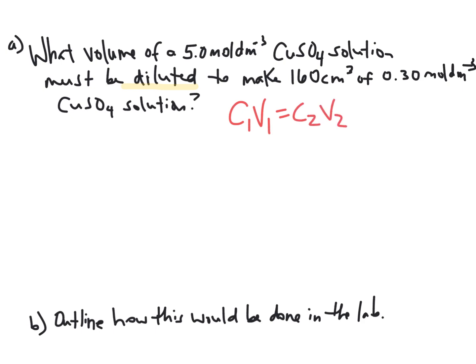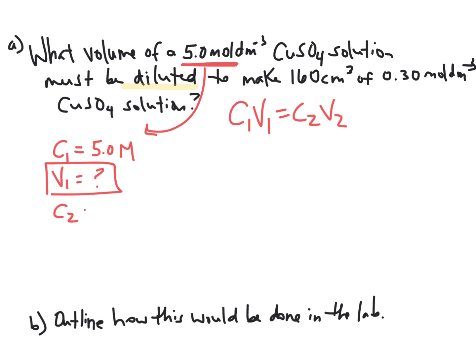The question is, can we determine all these values? Well, here's the first solution, the ones labeled with a subscript 1. So that right here is going to be your C1. Your original solution had a concentration of 5 capital M, 5.0 moles per cubic decimeter. The question is, what volume of it do we need? So we're searching for V1 here. Our final target concentration has been given to us here. It's 0.30 moles per cubic decimeter, and the total volume of it that we want is 160 cubic centimeters.